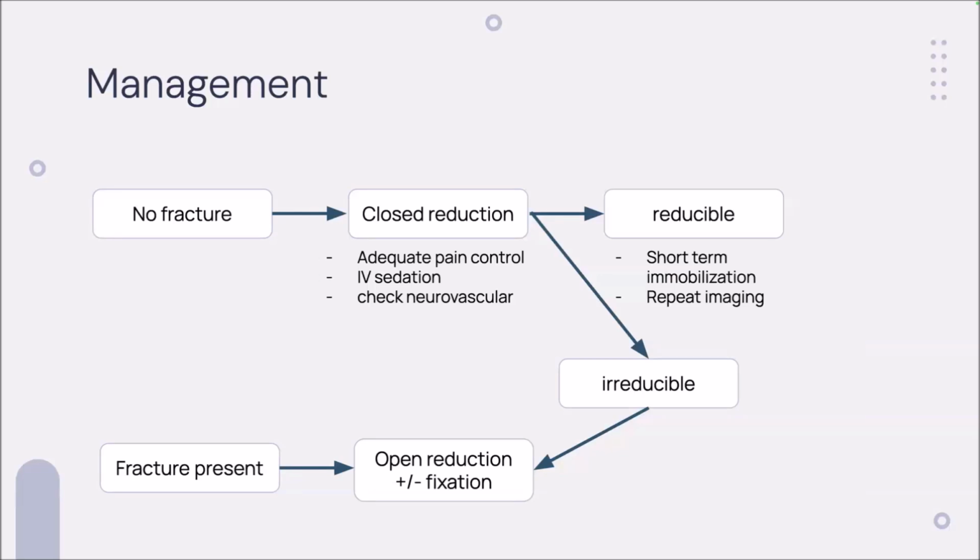And if irreducible, we will go to the one with the fracture. If irreducible, we need to do open reduction and internal fixation. If there's a fracture present, we need to do open reduction and internal fixation.